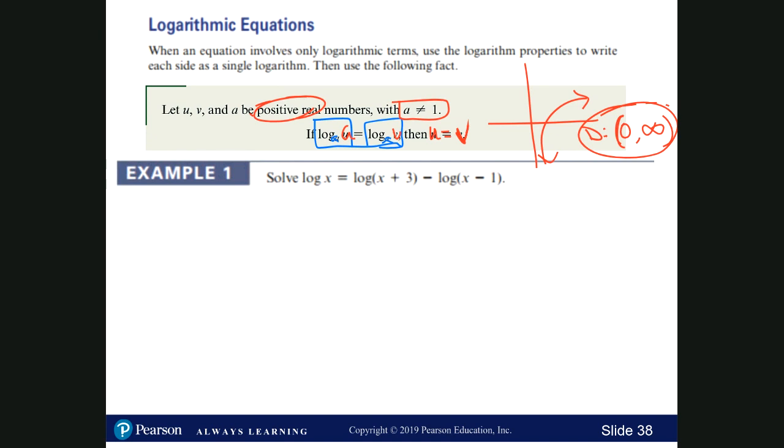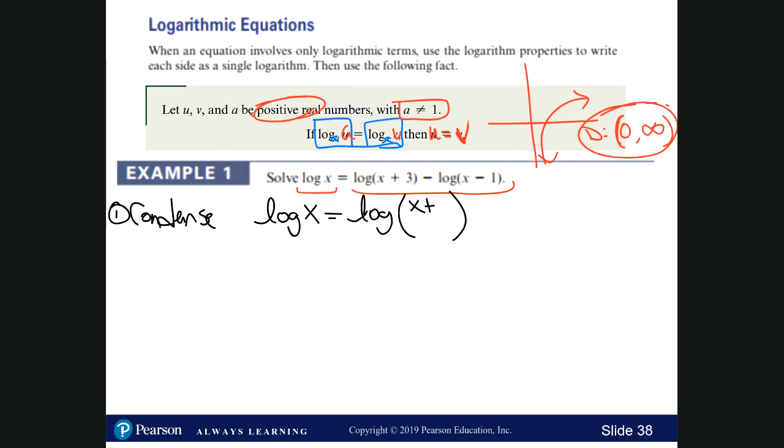On the left side, we have one logarithmic expression. On the right side, we have two. So the first thing I have to do is condense the right side. So we will have log of x is equal to the log of x plus 3 divided by x minus 1. And the reason I'm converting that into the log of a quotient is because we have the difference of two logs. So now we have one log on each side.